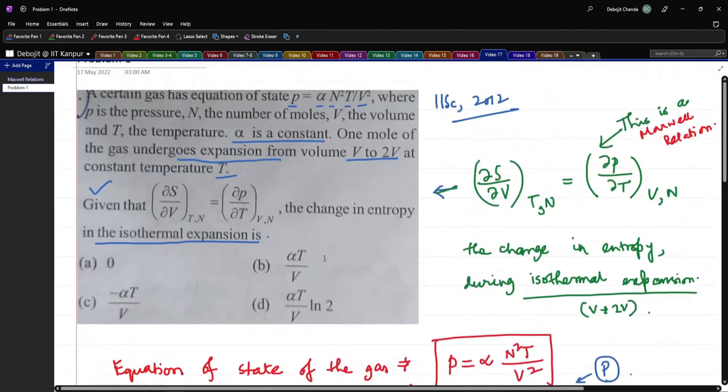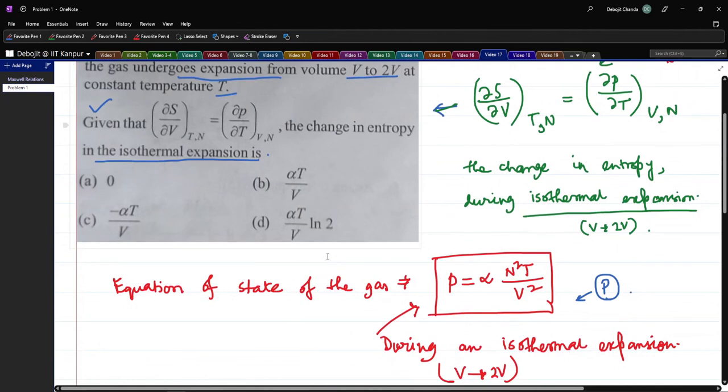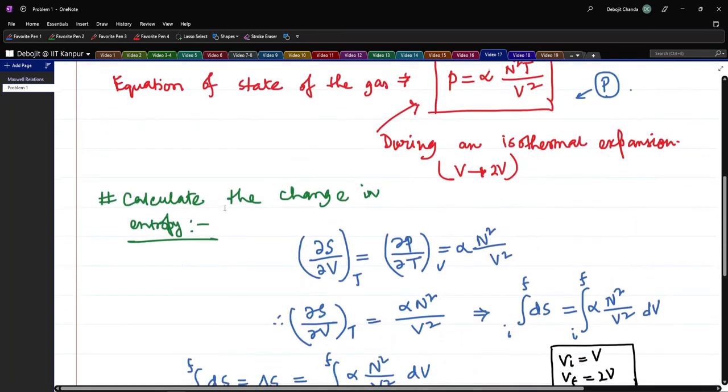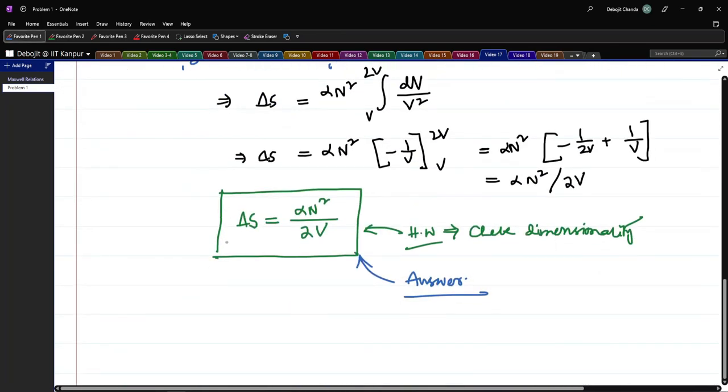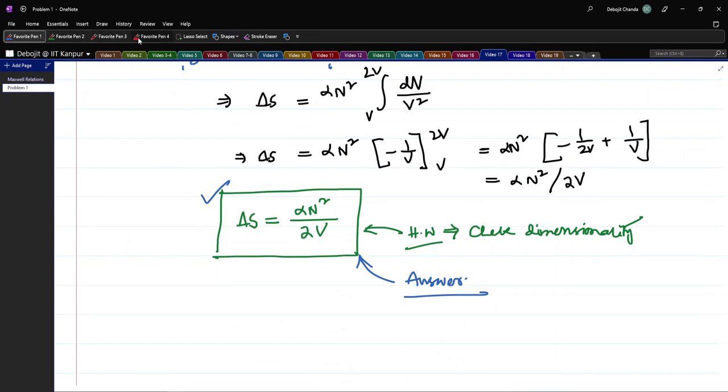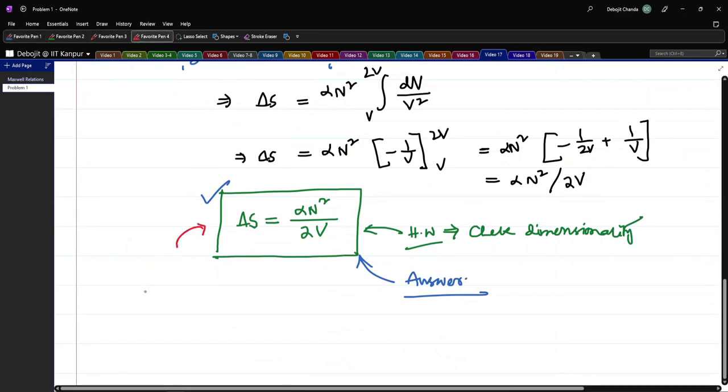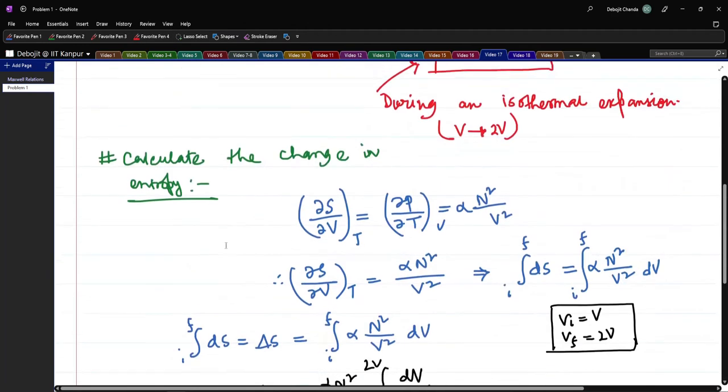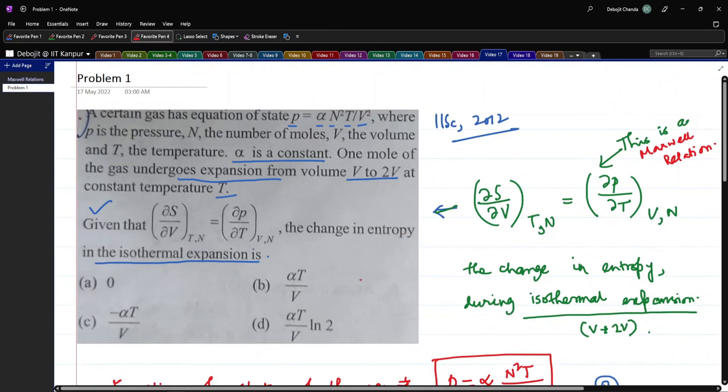And let us check the options given. So we can see that none of the options which are given matches our answer. So this is the correct answer, and in this question no option is correct.